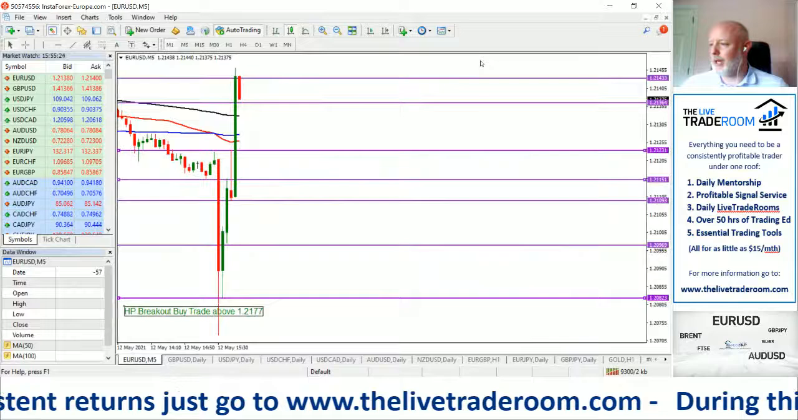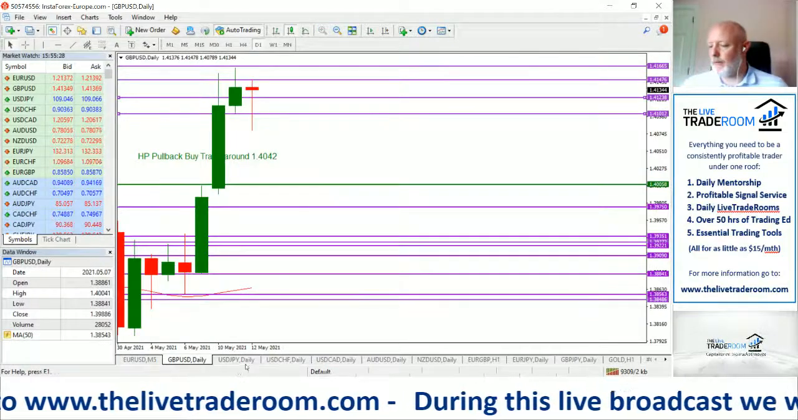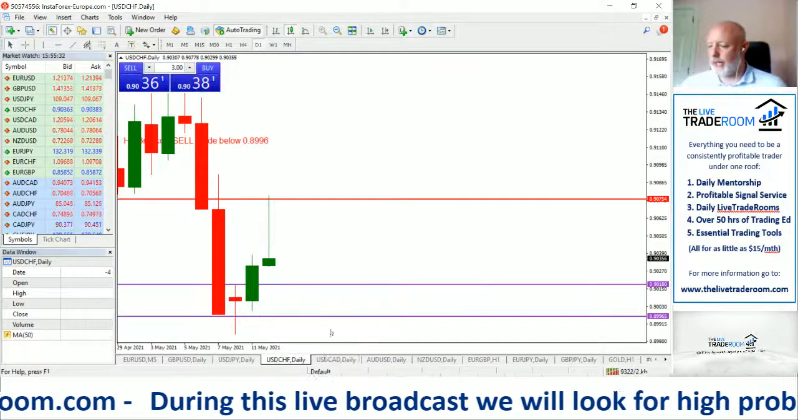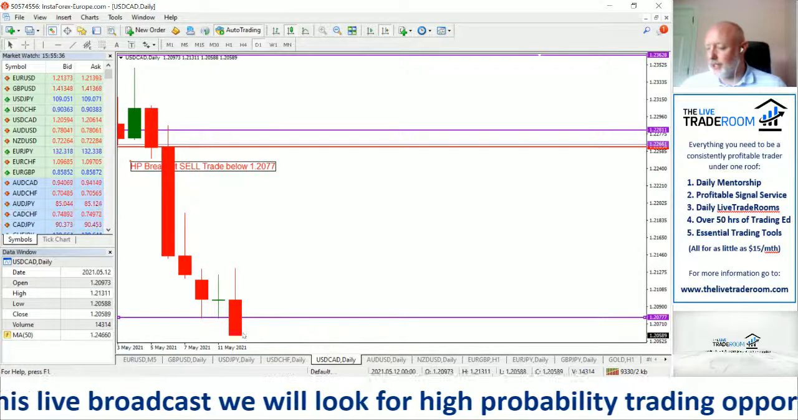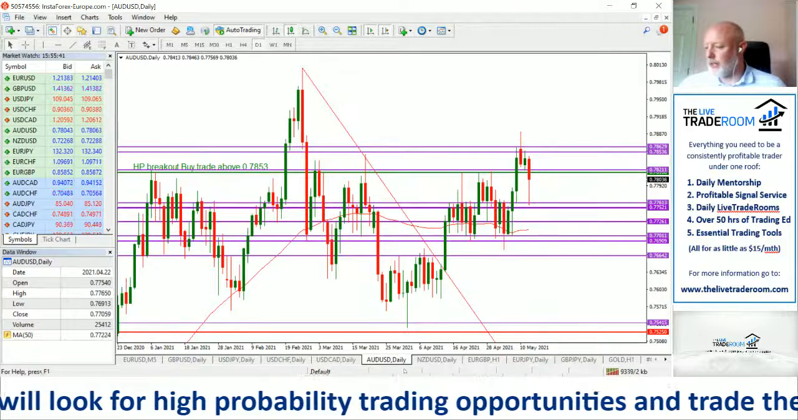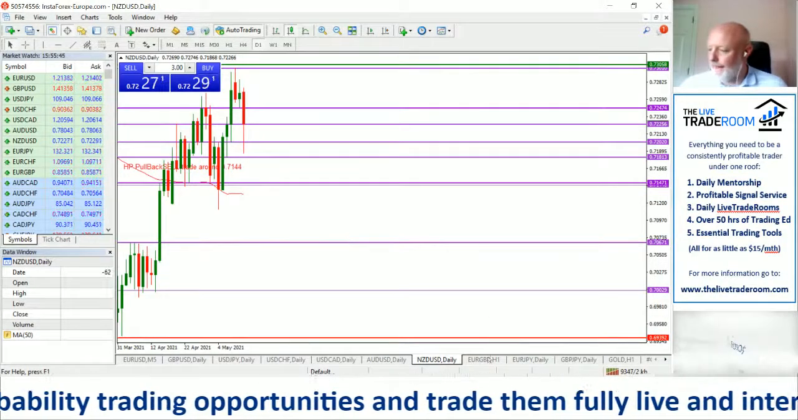Okay, that leaves us with a tough decision to make. Pound dollar. The dollar is strengthening against the yen. Swiss franc is rejecting the highs. The dollar CAD has just exploded lower. Strong rejection in the Aussie dollar, New Zealand dollar. 50% retracement on that.